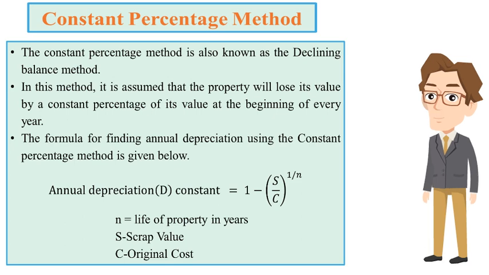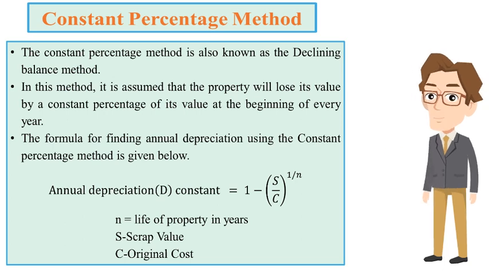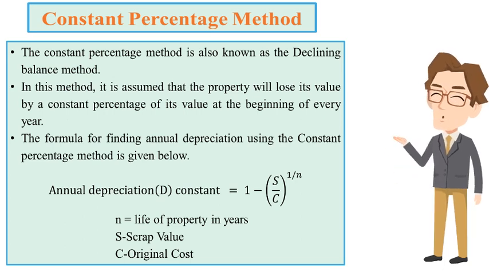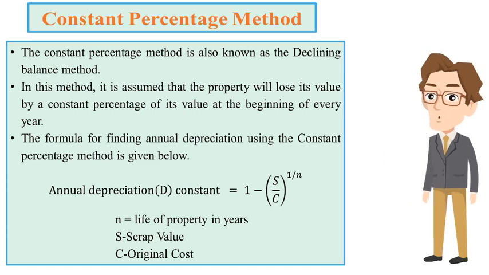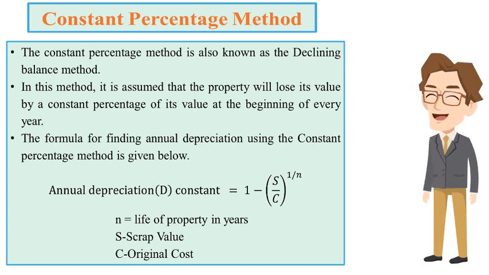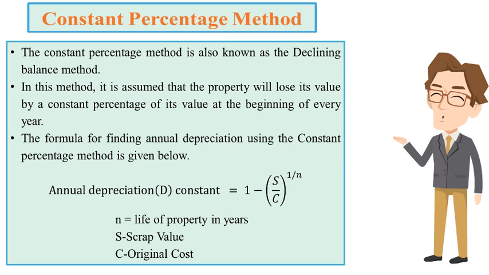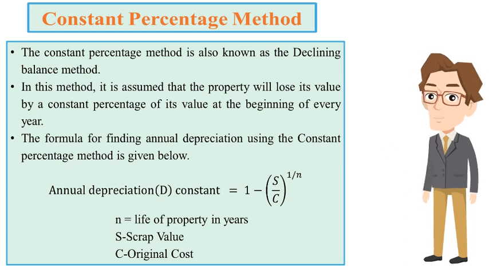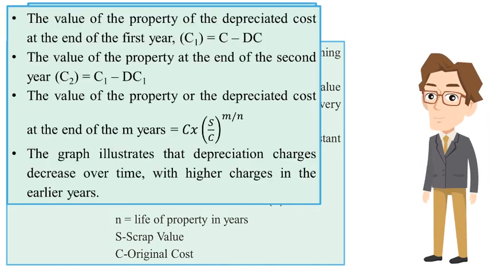The formula for finding annual depreciation using the constant percentage method is given below. Annual depreciation constant D equals 1 minus (S divided by C) whole raised to 1 by N. N equals life of property in years. S is scrap value. C is original cost.